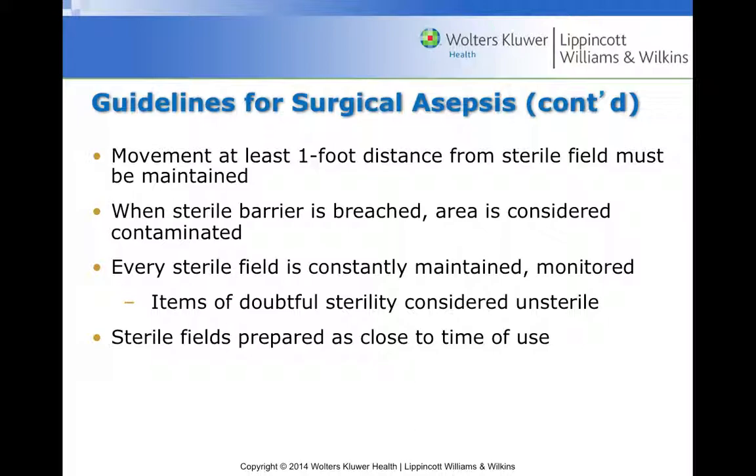Continuing to look at surgical asepsis, the movement of the surgical team is from sterile to sterile areas and from unsterile to unsterile areas. Scrub people and sterile items contact only sterile areas. Circulating nurses and unsterile items contact only unsterile areas.